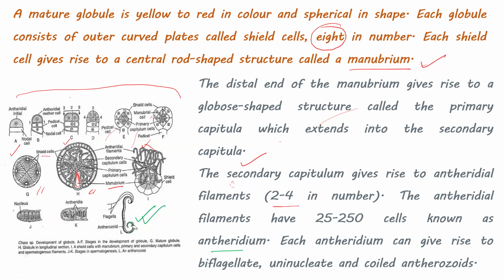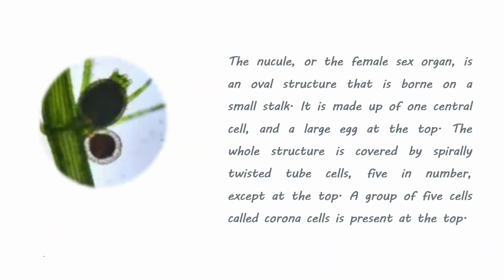Now we will move on to the next slide. As I told you, the globule is at the bottom, the nucleus is at the top of it. Now coming to the nucleus. The nucleus of the female sex organ is oval, a little elongated also, borne on a small stalk. It is made up of one central cell and a large egg at the top. The whole structure is covered by spirally twisted tube cells that are 5 in number, except at the top.